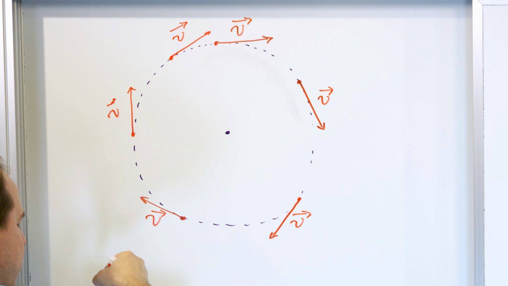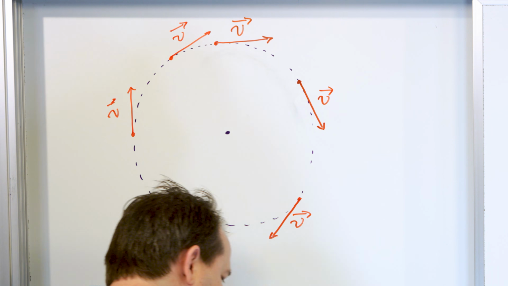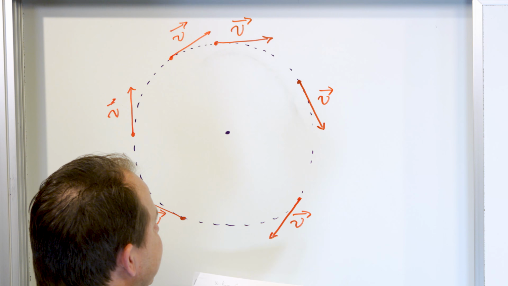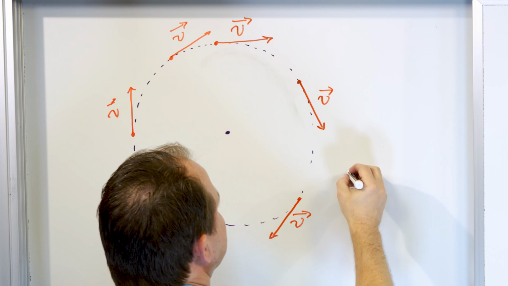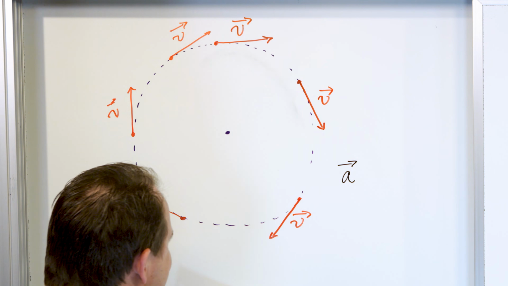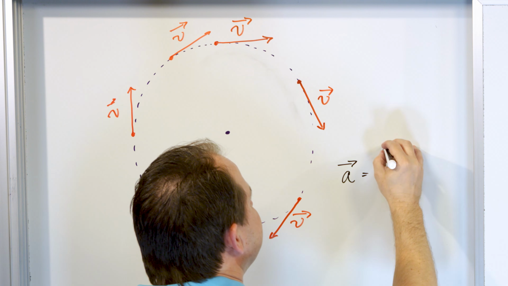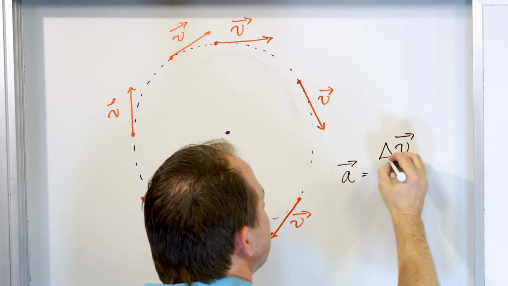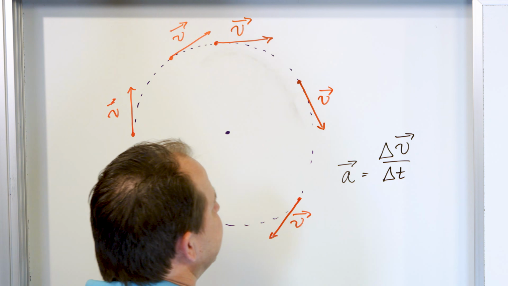All right. So when we ask ourselves, what is the definition of acceleration? The definition of acceleration that we used in the past is we said that it was the change in the velocity divided by the change in the time, or how long it took.